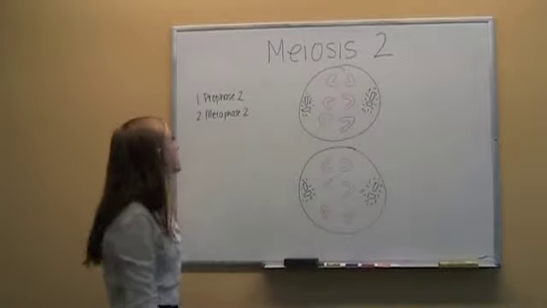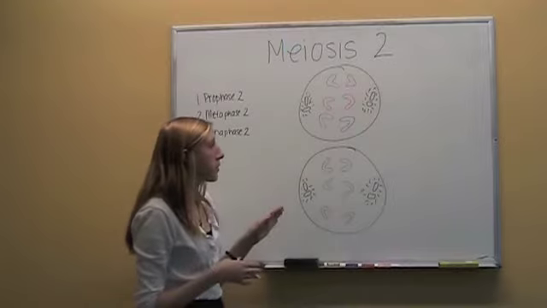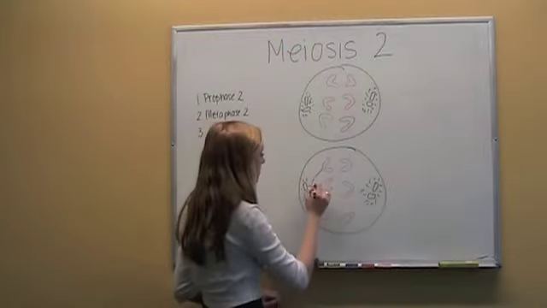Right, the third step in meiosis 2 is anaphase. In this step, sister chromatids break apart because the centromeres that attached them before break down, and they begin to move to opposite poles of the cell.